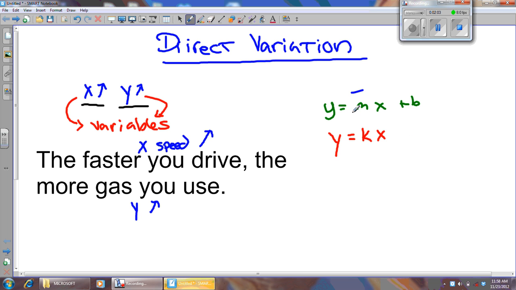And that m is the slope. Well, k is like the slope. Now, we don't call it the slope when we're doing direct variation, but it still is the slope. It's the constant of variation.